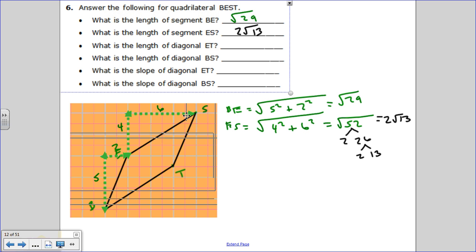This is all good practice for your futures, ladies and gentlemen. So please practice how to simplify these radicals. Do not just put it in the calculator and get decimals. It's all helpful to you.